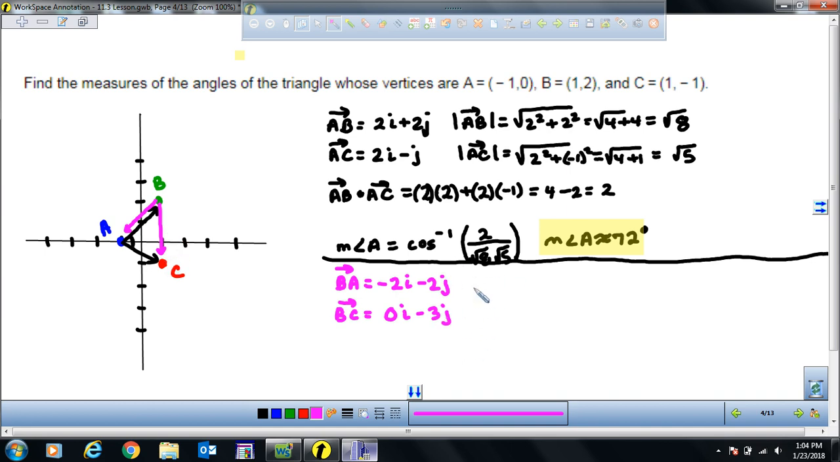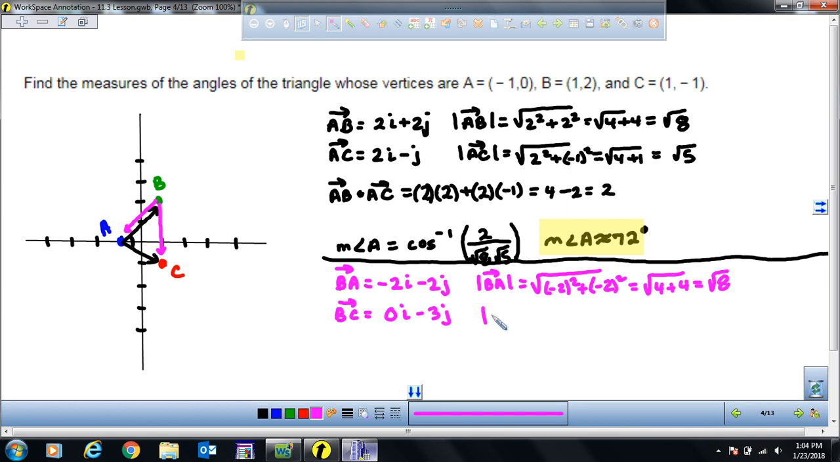Now, let's find the magnitudes of each one, because we're going to use them for the dot product. So the magnitude of BA would be the square root of negative 2 squared plus negative 2 squared, which is going to be 4 plus 4. And that's going to be the square root of 8.